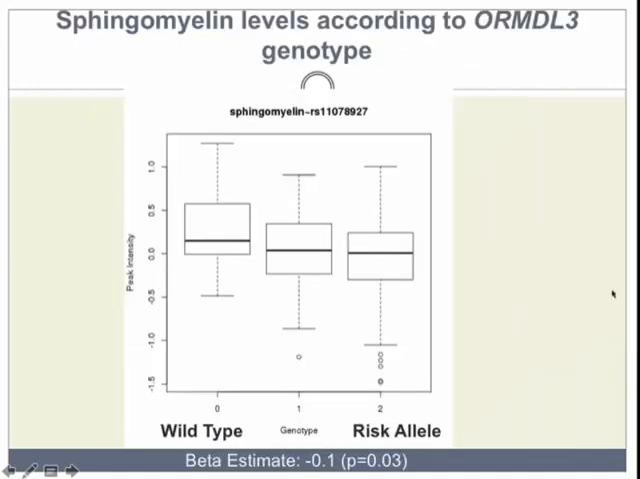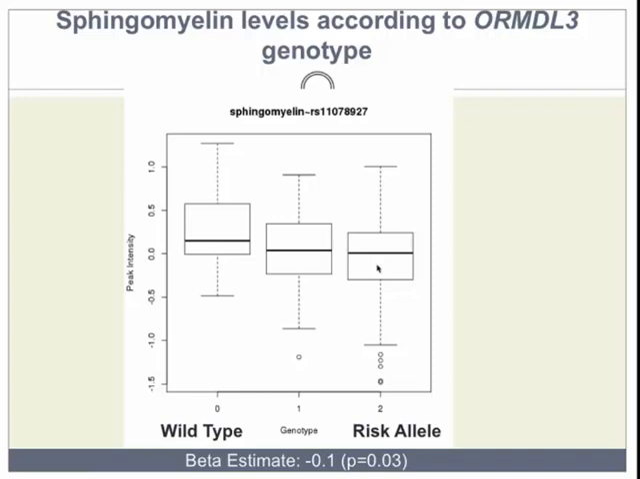So theoretically, if that's the case, what we should see is with increased copies of the risk allele, we should see decreases in these downstream metabolites. And here's an example of Sphingomyelin, which is one of the metabolites we identified earlier, and the functional variant within ORMDL3. And in fact, what we see is, yes, this decrease in Sphingomyelin levels with increasing number of risk alleles.